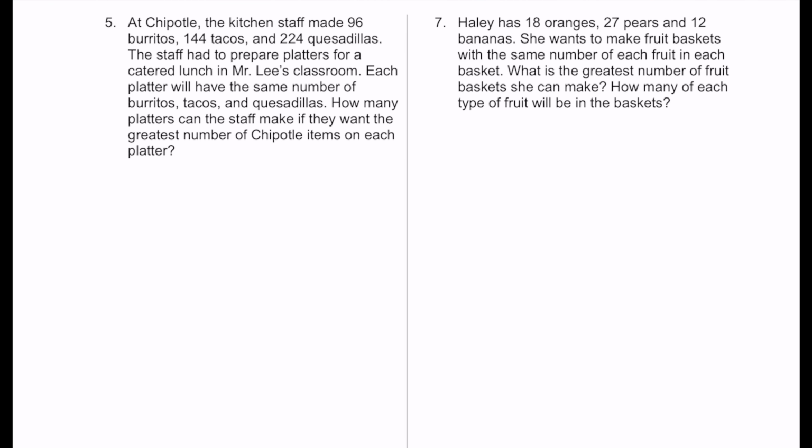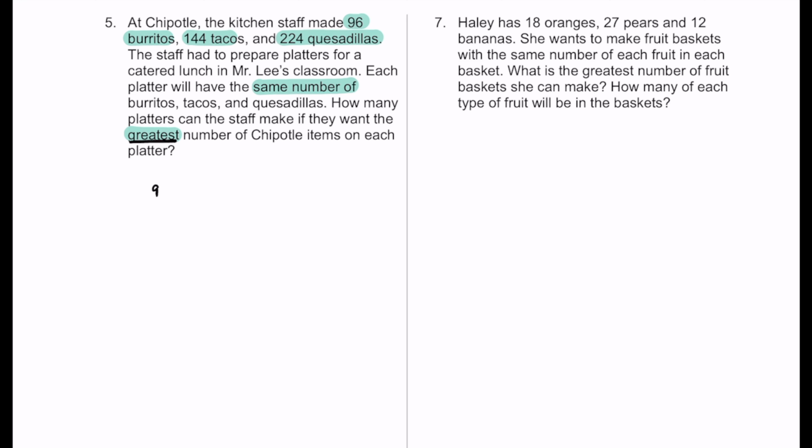At number 5, we're at Chipotle, and the kitchen staff made 96 burritos. Then they made 144 tacos, and then 224 quesadillas. The staff had to prepare platters for a catered lunch in Mr. Lee's classroom. Thank goodness, I love Chipotle. Each platter will have the same number of burritos, tacos, and quesadillas. How many platters can the staff make if they want the greatest number? Okay, that greatest number kind of comes out again. Number of Chipotle items on each platter.